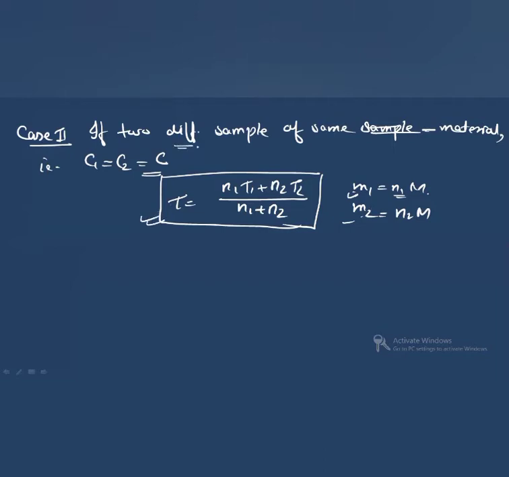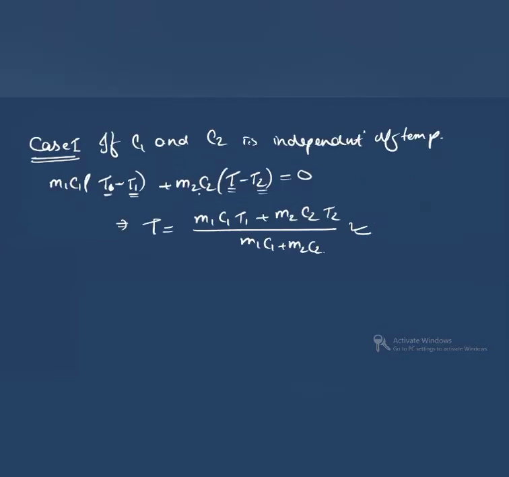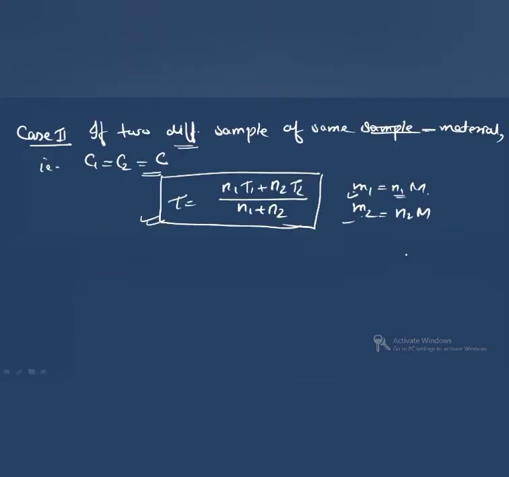So when you are given different samples of the same material, then you will use this formula to find the equilibrium temperature. The first case was when C1 and C2 are independent of temperature, in that case you will use that formula to find the equilibrium temperature. So you need to remember these formulas. Now we will see the last case, the third case.